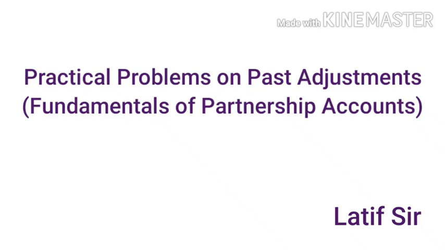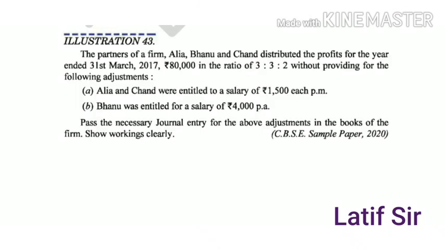Today we will be seeing certain practical problems on past adjustment from the chapter Fundamentals of Partnership Account. Now, what is this past adjustment? Past adjustments are the mistakes that have been done while preparing the profit and loss appropriation account and how to make a correction of the same. So, we are having an illustration today.